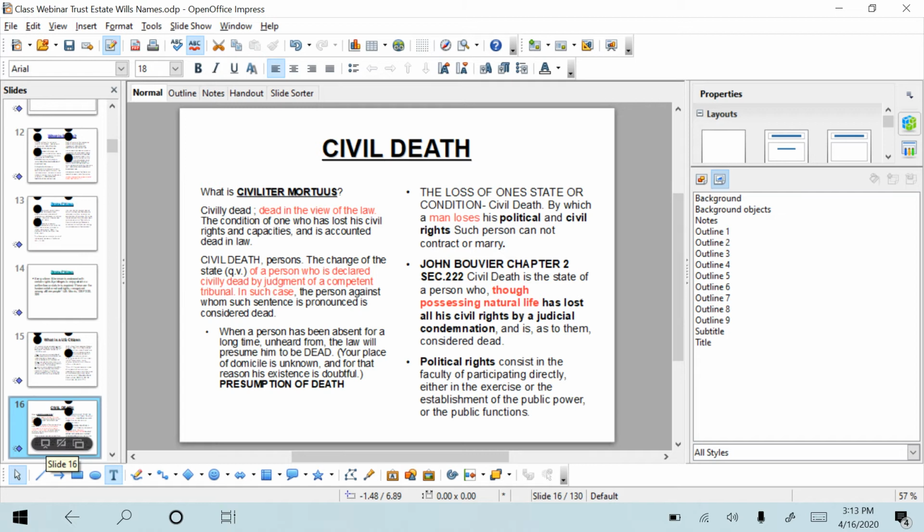It's called the name game. This is how they're playing it. Because under that name, which is the capitis diminutio maxima, it's a civilly dead entity. It's dead in the view of the law. You lose your political and civil rights. You cannot contract or marry.